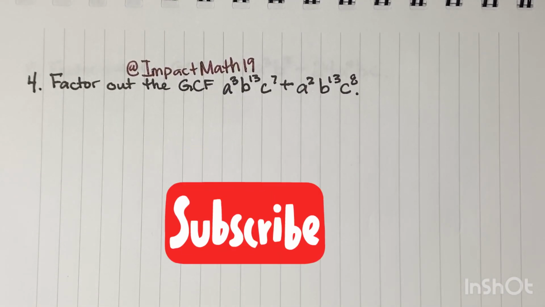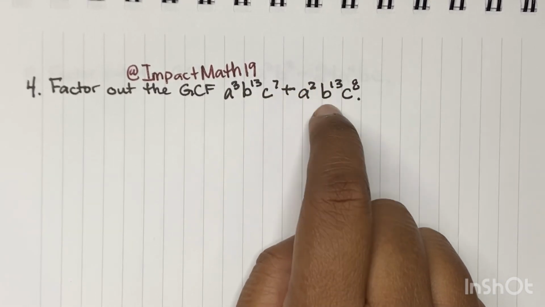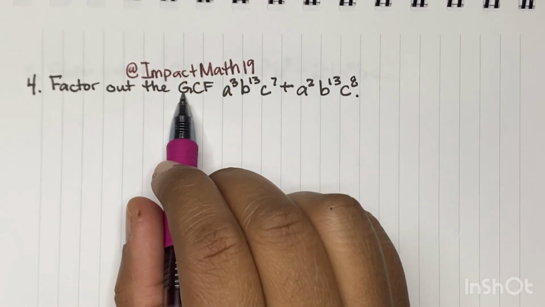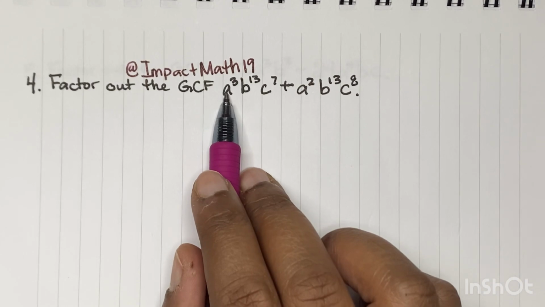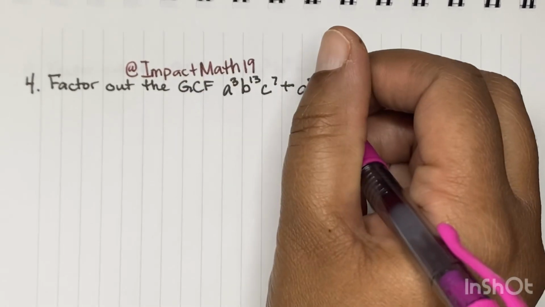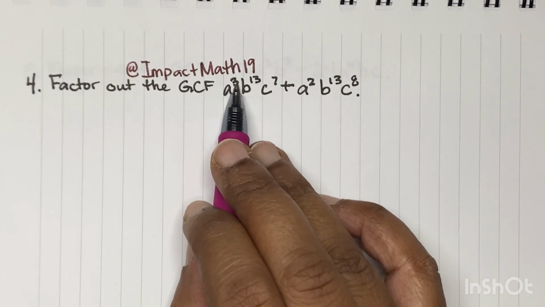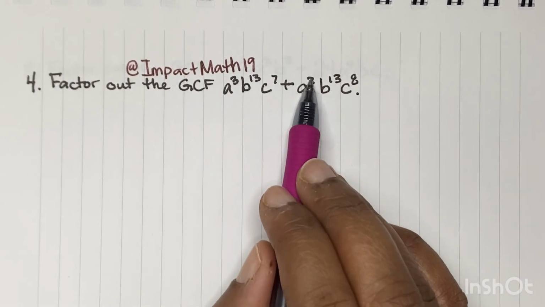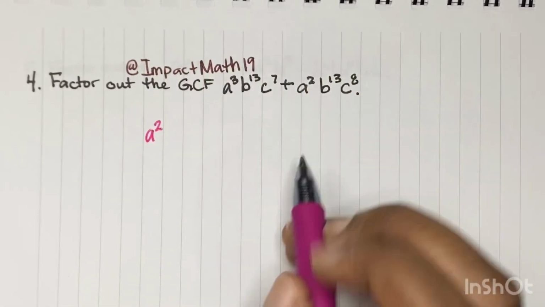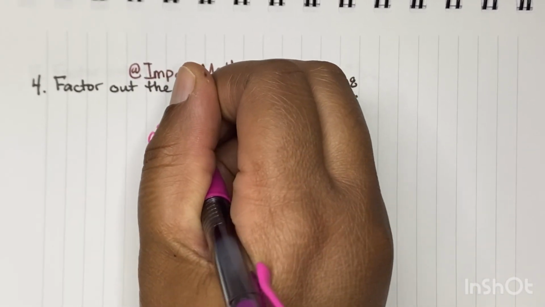Factor out the GCF. So here we're given a to the 3rd, b to the 12th, c to the 7th, plus a to the 2nd, b to the 13th, and c to the 8th. So if we're looking for the greatest common factor, we're looking for the variables that have the lowest, okay? Because we want the greatest of the lowest. So what do I mean by that? Here we have 3 and we have 2. Well, I can't pull 3 out of a 2, but I can pull 2 out of a 3. So my GCF is going to be a to the 2nd. I have b to the 12th here and b to the 13th. So I could pull out b to the 12th.